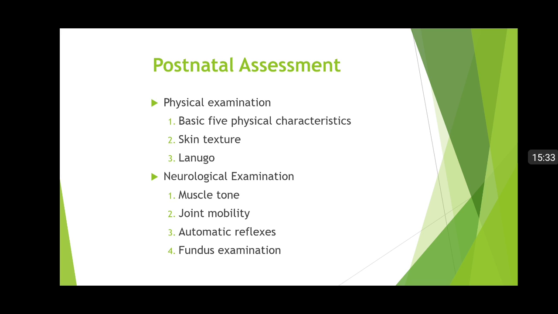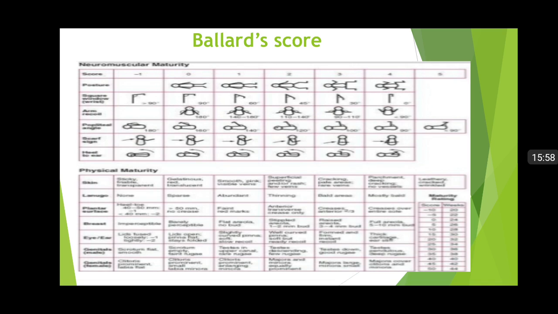And then after these physical findings, there is the neurological examination, which is most important in this class. In the neurological or neuromuscular examination, we will discuss four basic headings, and these include muscle tone, joint mobility, automatic reflexes, and fundus. We will discuss them one by one.